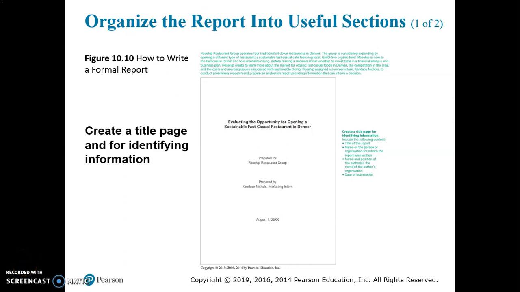So this is my PowerPoint lecture on formal reports, and this is my favorite figure in the book, figure 10.10, how to write a formal report. The reason this is important is that when you do your capstone, this is the format that I want you to do it in.